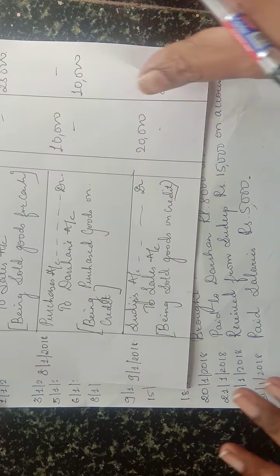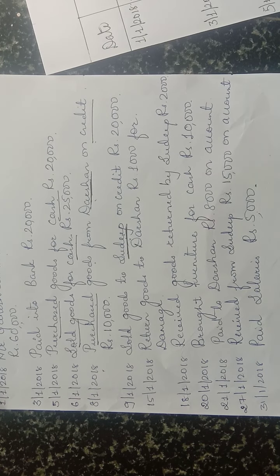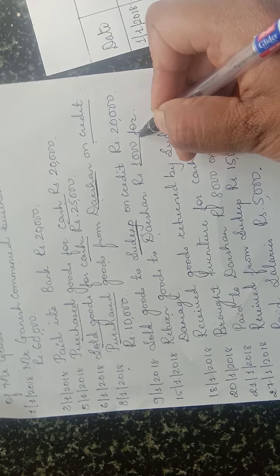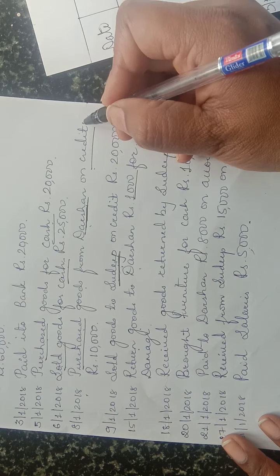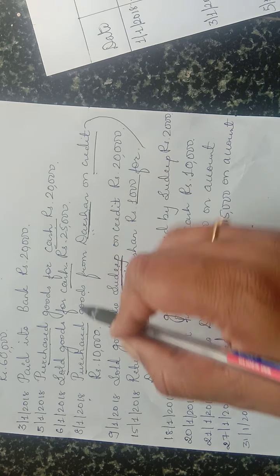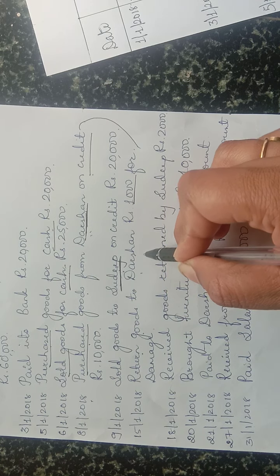Okay, so 9 date over. Next, 15 date. Return goods to Darshan rupees 1,000. Now see here, Darshan account is there. So now, which return here it is there, see. So here Darshan is purchase. So it is purchase return.